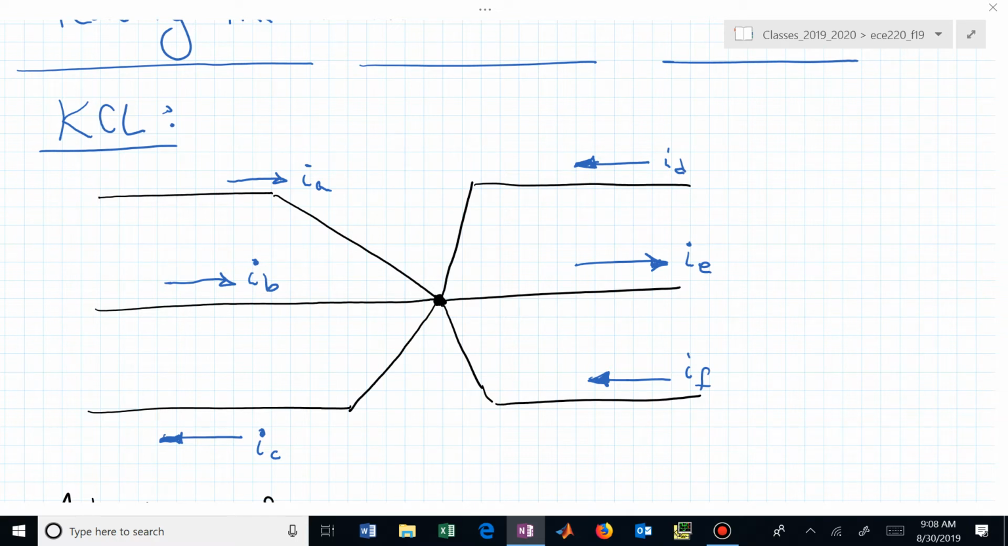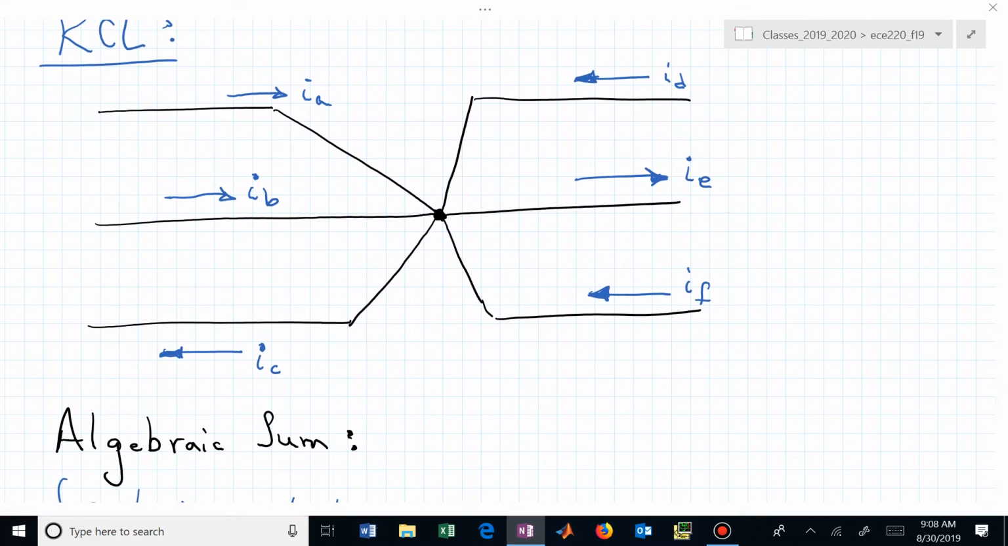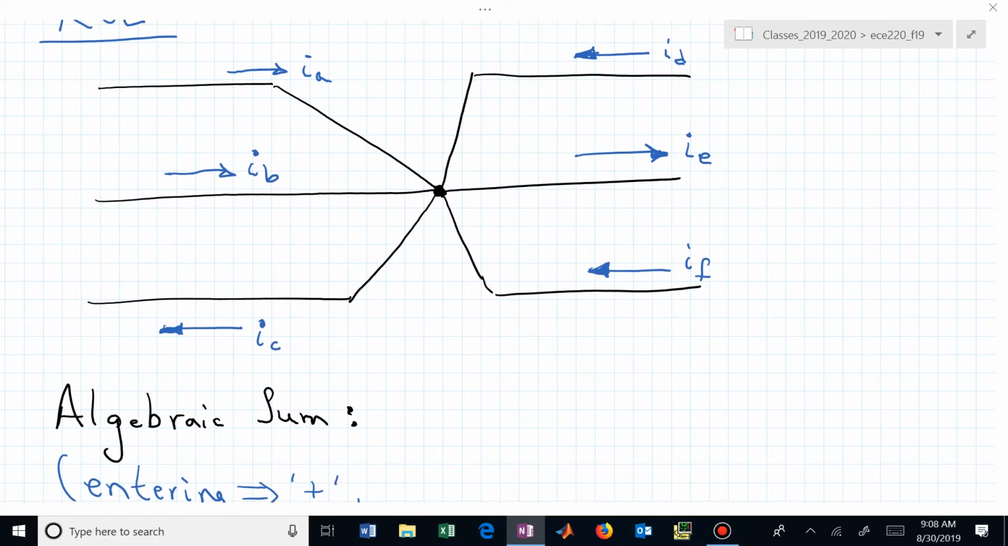Based on this interconnection structure, we have 6 different wires coming into the same node. We can apply these different strategies for expressing Kirchhoff's current law. The first one is the algebraic sum. What does that look like? Well, here we have to establish how we are assigning the signs to these currents. Let's just say that if a current is entering the node, we'll give it a plus sign. If it's exiting, we'll give it a minus sign.